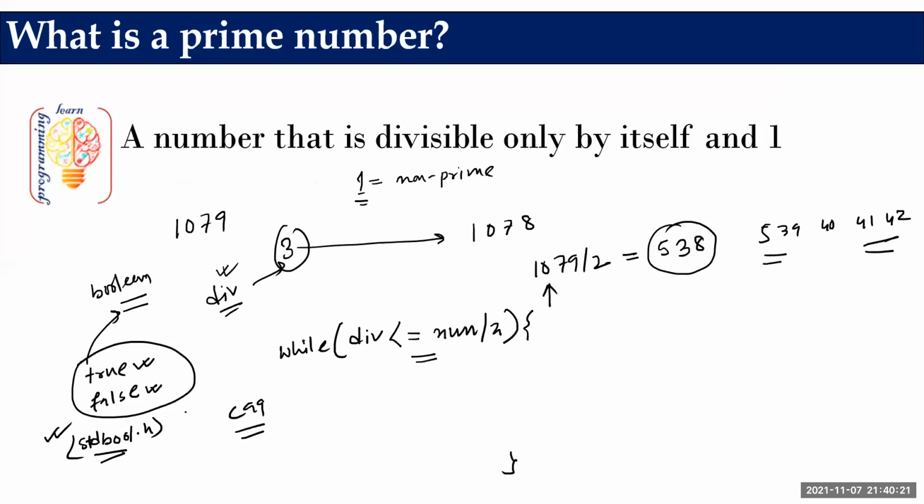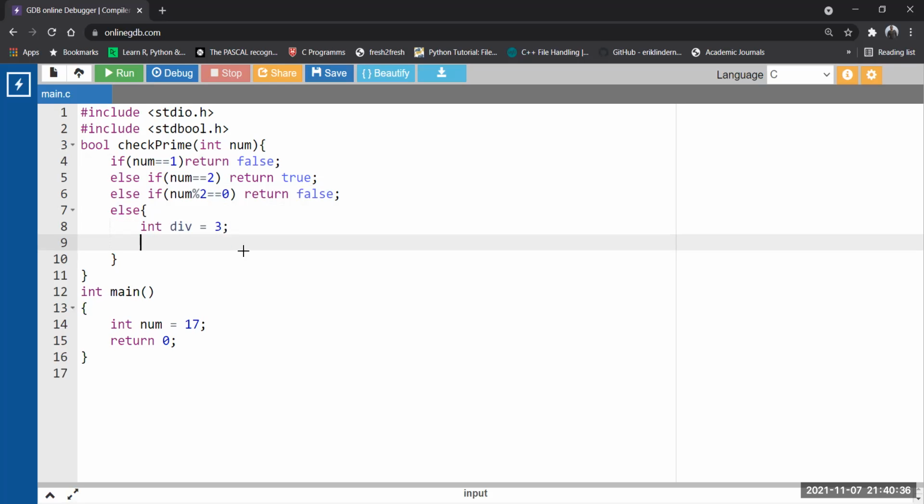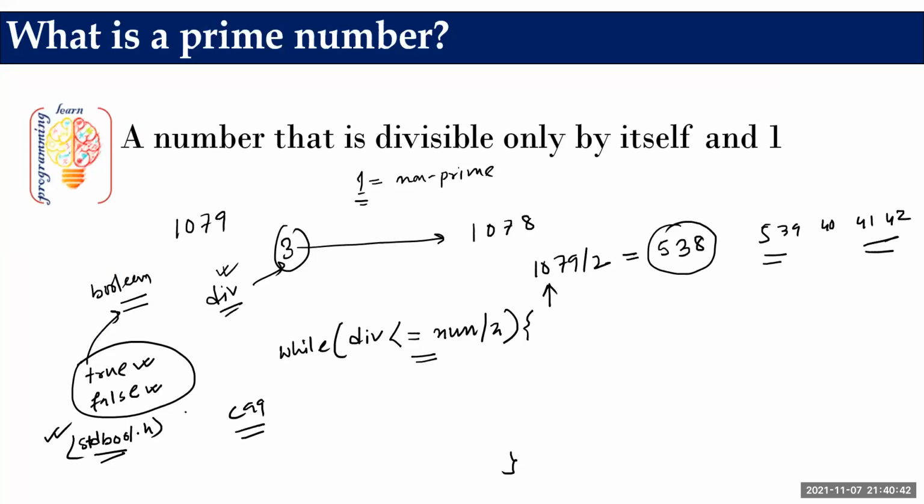Okay, so what we'll do, we'll start dividing that particular number from 3. We'll check the remainder. If the remainder is 0, that is a factor. Correct? So let's declare a variable here, div. It will start from 3. And now we check in the loop, because we need to go only up to half of that number, not more than that.